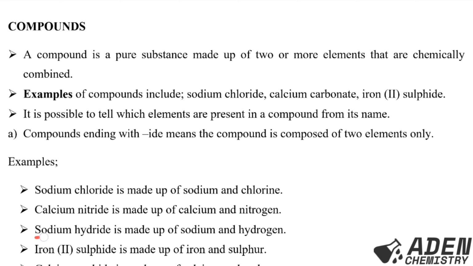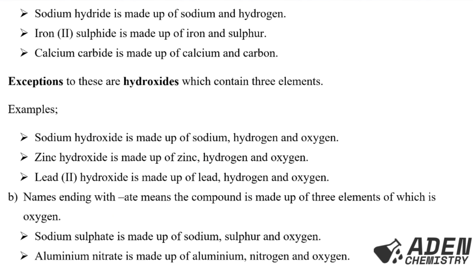Next, sodium hydride is made up of sodium and hydrogen. Iron II sulfide is made up of iron and sulfur. Calcium carbide is made up of calcium and carbon. The exceptions to this are hydroxides, which contain three elements. Take sodium hydroxide: it ends with IDE, and we said compounds that end with IDE are composed of two elements.